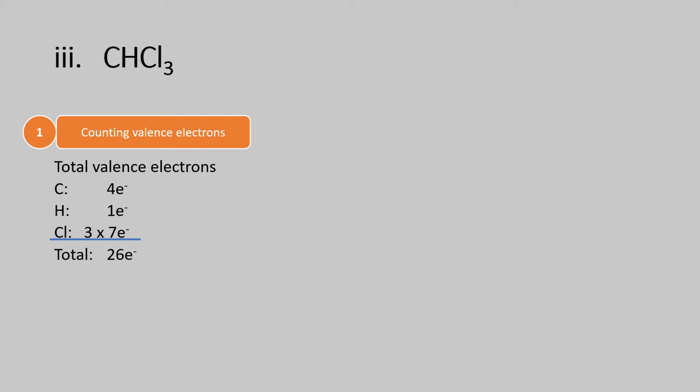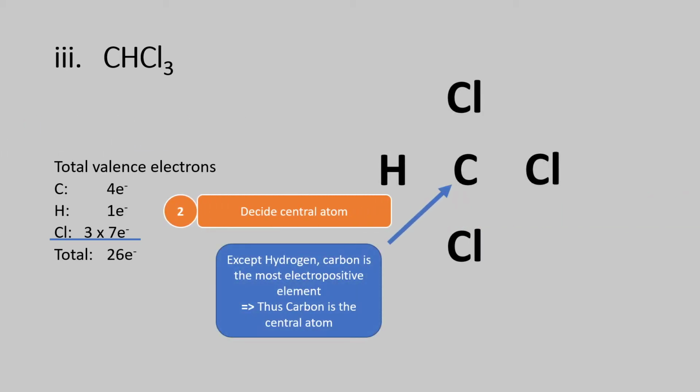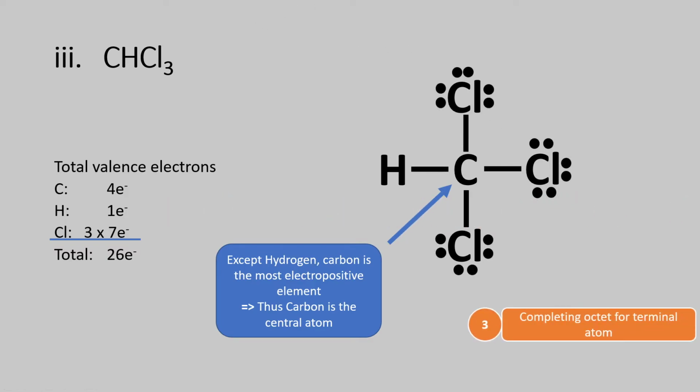Okay, step yang kedua, kita kena decide central atom. Ingat tak? Except hydrogen, carbon is the most electropositive element. Kita nak tahu the central atom, kita tengok yang the most electropositive kecuali hydrogen. That's why kita letak carbon. So kita susun je lah ada atom ni keliling dia. So kita ada hydrogen and 3 chlorine. Susun je. Disusun keliling dia. And now baru kita step yang ketiga. Complete octet for terminal atom.